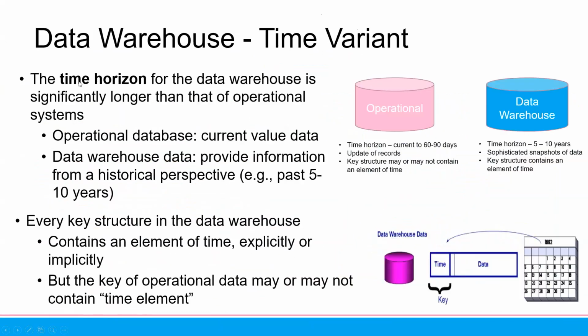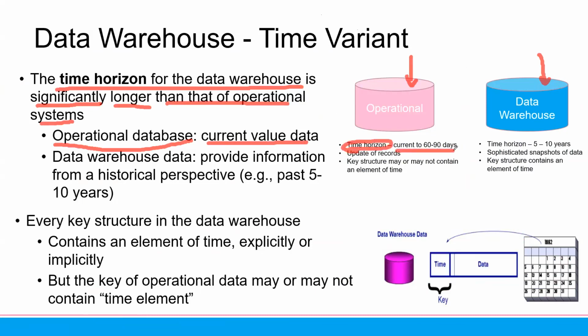The data warehouse is time variant. Time variant means we have a time horizon. The time horizon for the data warehouse is significantly longer than that of an operational system. We have two kinds of database, operational and data warehouse. The operational database applies current value data. The time horizon of the operational database is usually about 60 to 90 days.